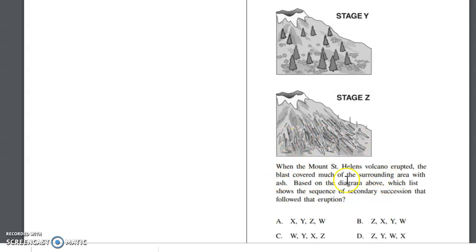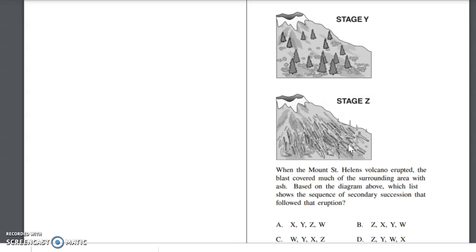Okay, ash is kind of like dirt. It just adds more dirt to the dirt. So this would be secondary succession. We have seeds and things that are still already there in place. So which order is it going to go in?